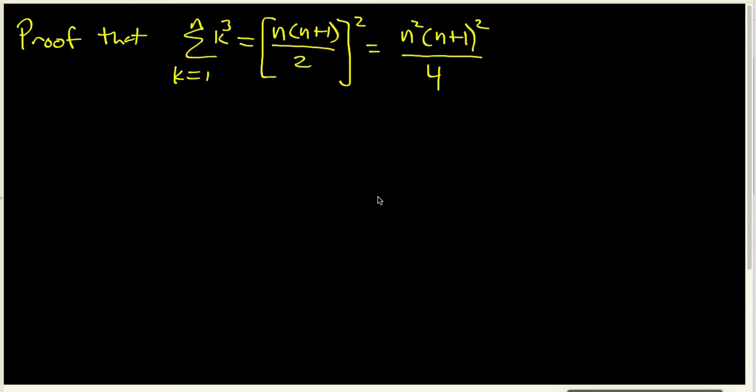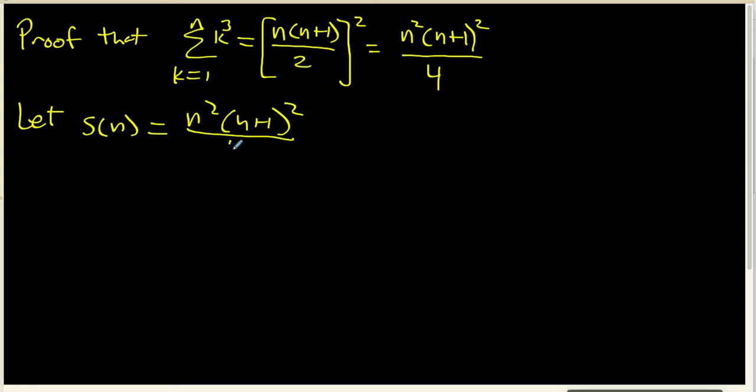In this video, we're going to look at the proof of the summation formula that the sum as k goes from 1 to n of k cubed can be given by n times n plus 1 over 2, all of that quantity squared, or equivalently n squared times n plus 1 squared divided by 4. We're going to act very similar to example 3 in our textbook. In other words, we're first of all going to let S_n be this expression over here, n squared times n plus 1 quantity squared over 4.